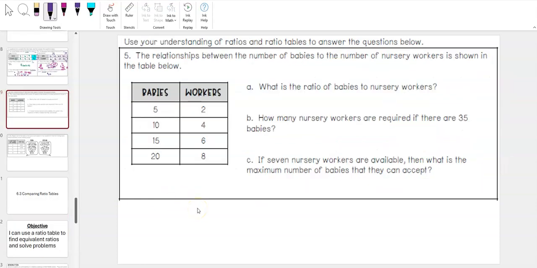All right, in this problem here, it says the relationship between the number of babies to the number of nursery workers is shown below. So we have a table. What is the ratio of babies to nursery workers? How many nursery workers are required if there are 35 babies? And if 7 nursery workers are available, then what is the maximum number of babies that they can accept? So I want you to go ahead and try this one on your own, pause the video, and then come back and check in with me.